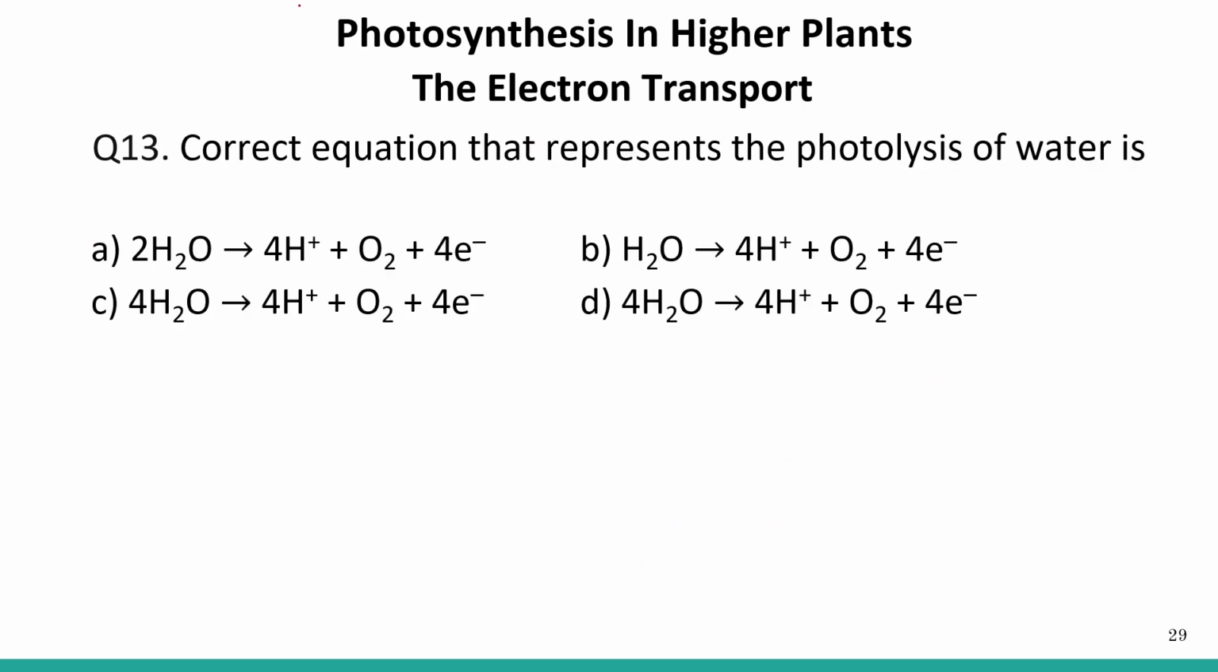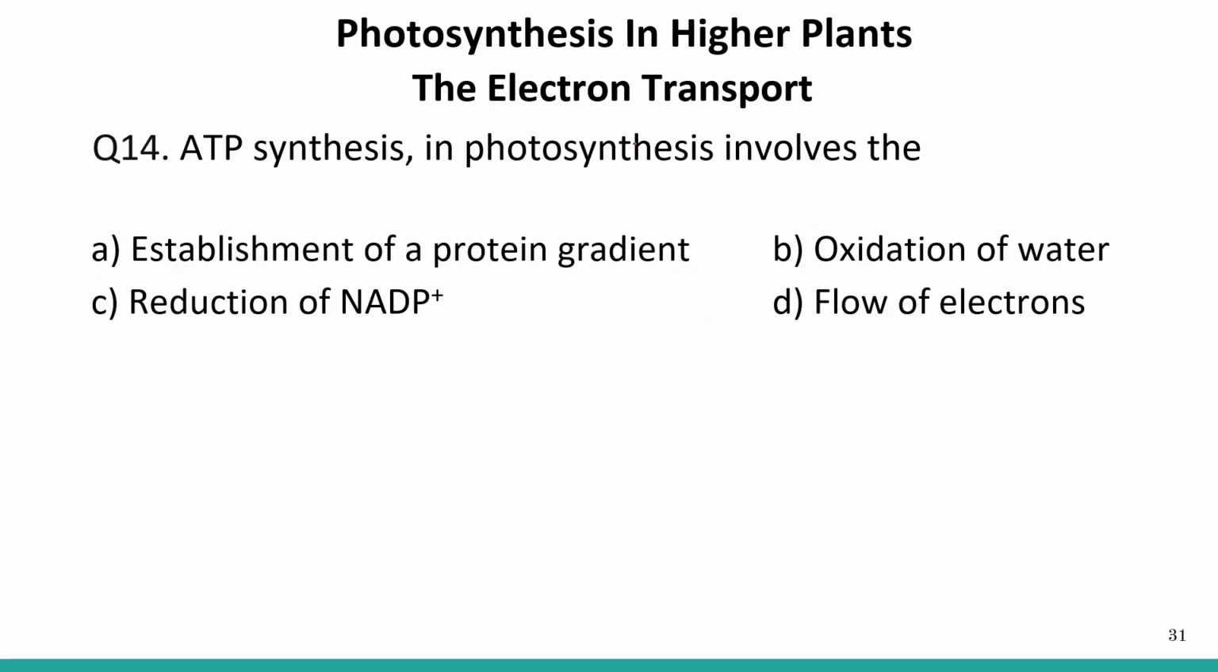Now the next question is, which is the correct equation that represents the photolysis of water, meaning breakdown of water. This is again a straightforward answer. These are the options. So what should be the answer here? 2H2O breaks down into 4 hydrogen ions, oxygen is released, and 4 electrons are released. This one is not true, this is not balanced as well, this is also not true and not balanced, and this is also not correct. So the correct answer is option A.